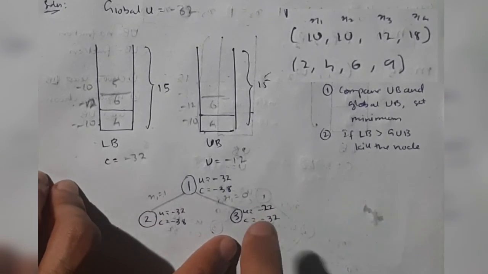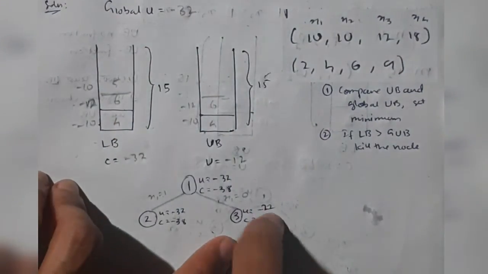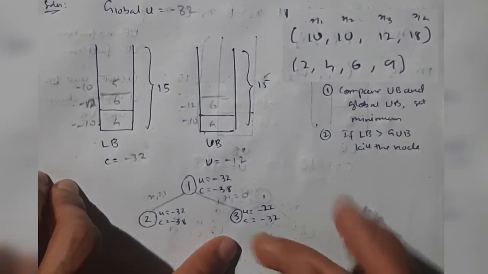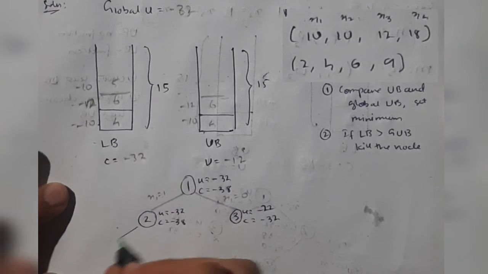Here the U value is minus 22. Here the U value is minus 32. Which is smaller? This one is smaller, we'll keep it as it is. The next one is minus 32. This is also minus 32, so it's a valid node. We'll be expanding both of these now.